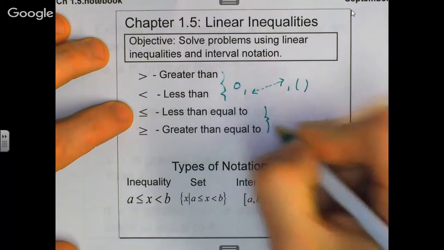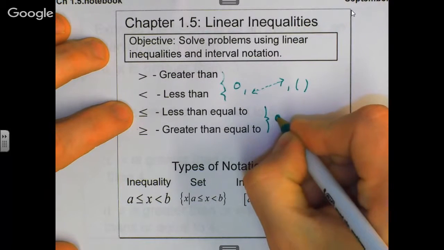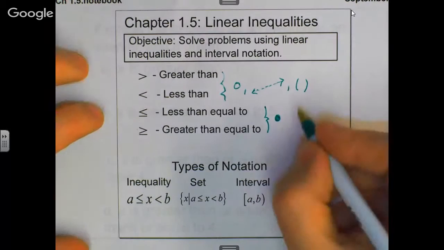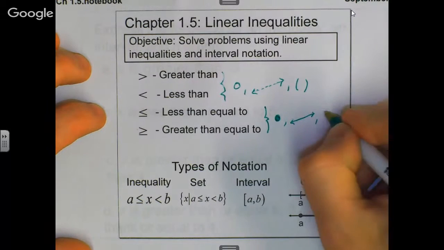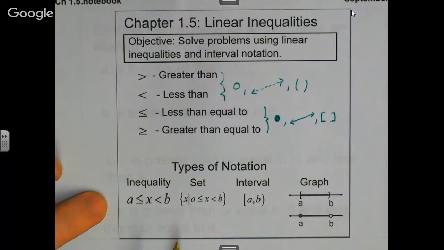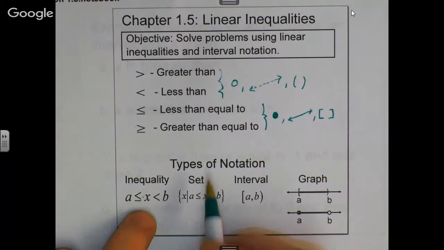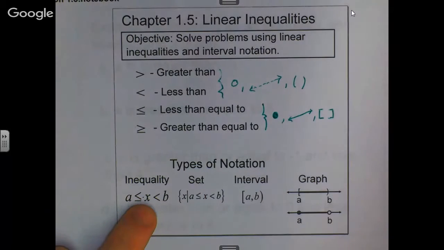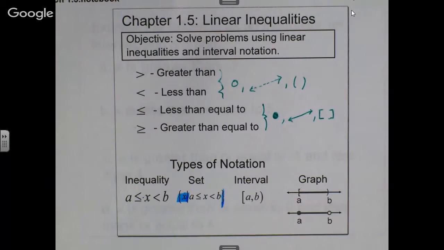With less than or equal to, we will have a closed circle or a dot for one-dimensional graphing, a solid or closed line for two-dimensional graphing, and brackets for our interval notation. Down here you can see we've got our types of notation: inequality and set builder. Notice the only difference between these two here is this part. That's it. Everything else is the same.